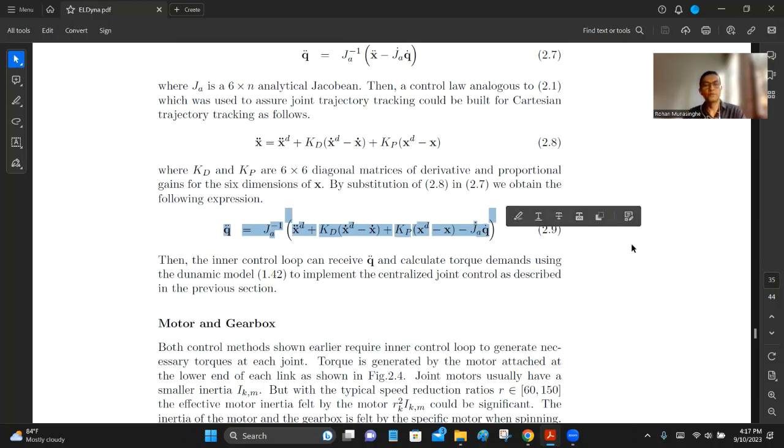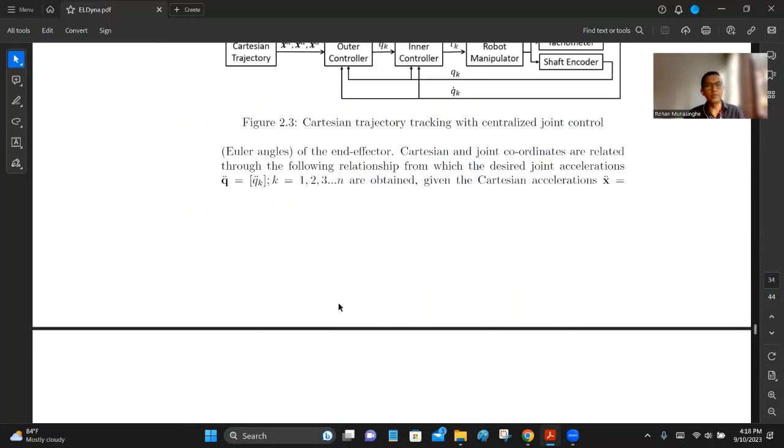Equation 2.9. What do you have? You generate Q double dot. The joint acceleration demand can be calculated this way, right? Now, the rest remains the same. Once you have Q double dot, look at the diagram here.